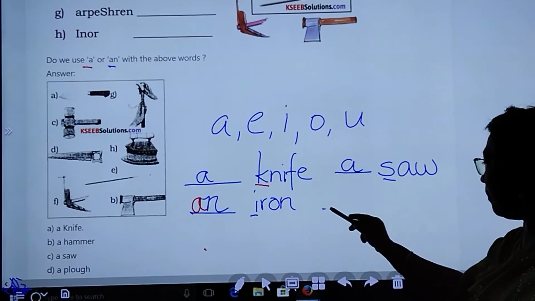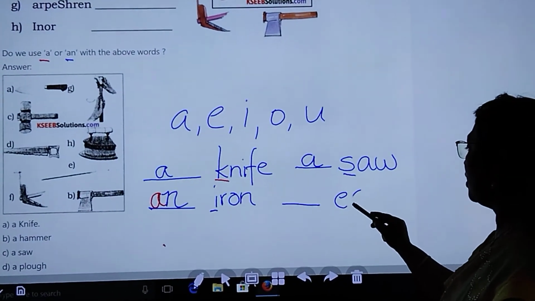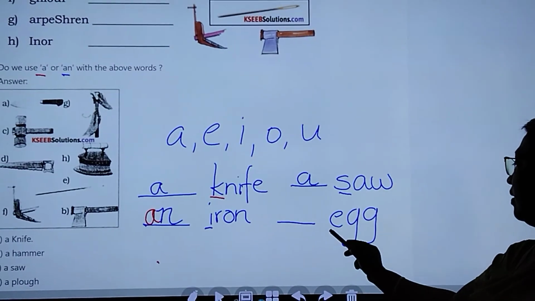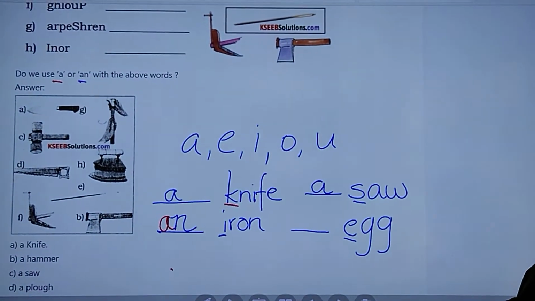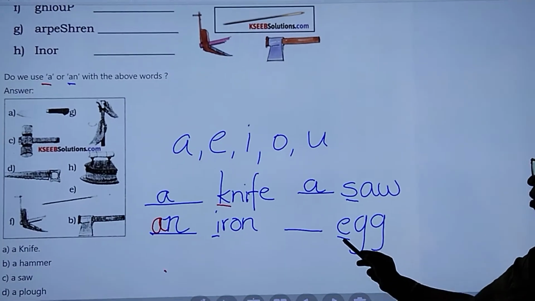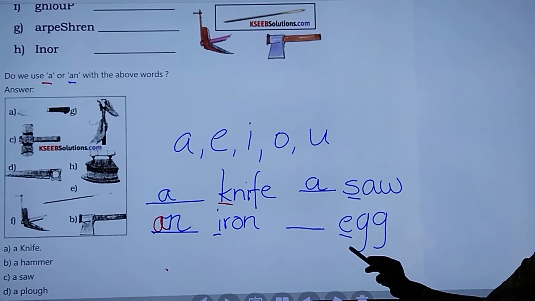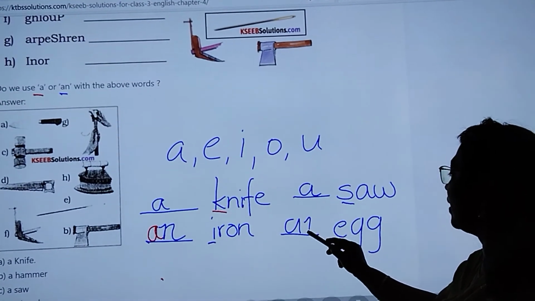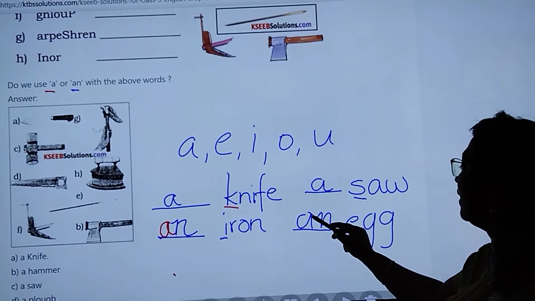I'll give you one more example. Say E, G, G, egg. Okay. First letter. It's E. So E is a vowel. What happens? You write an egg.